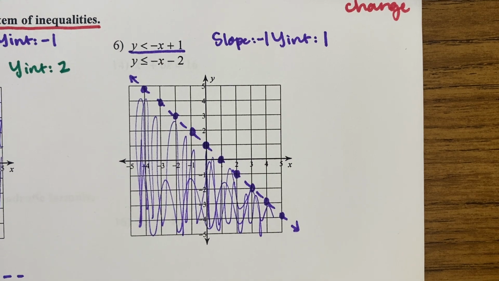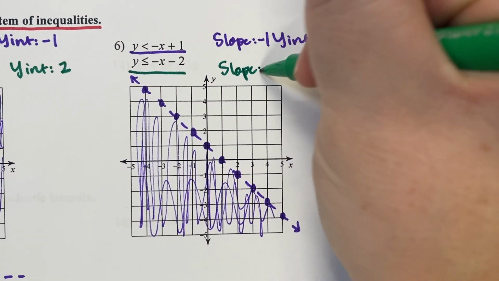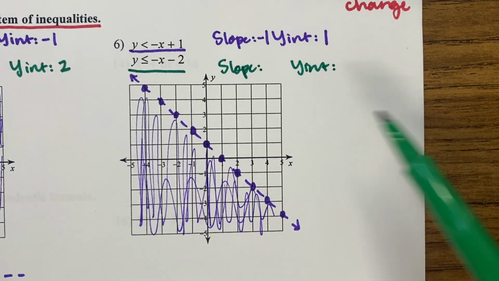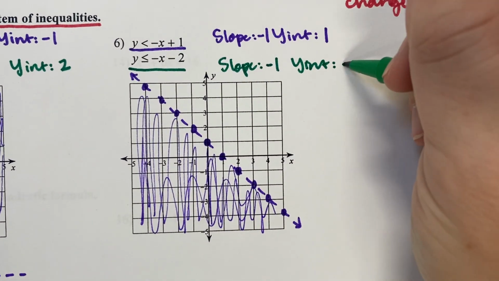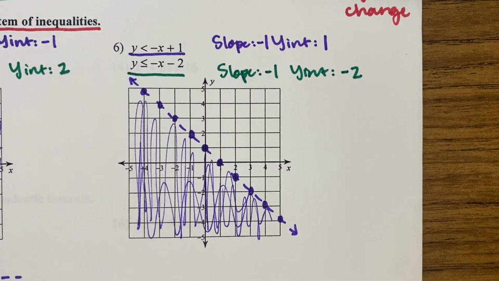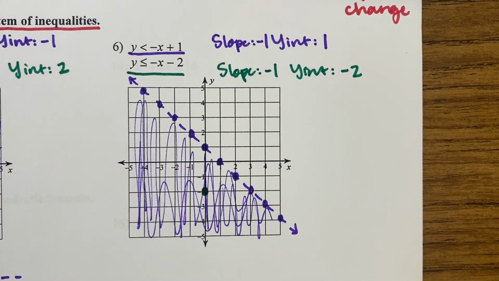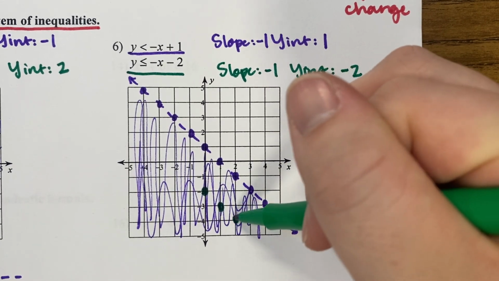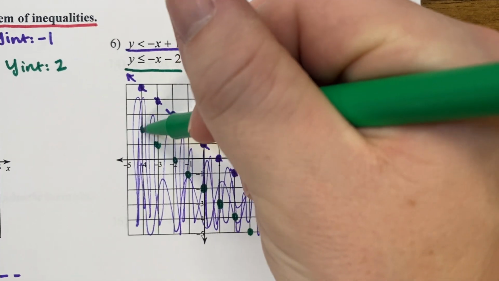Okay, now our second guy. So again, identify slope and y-intercept. So I have a slope again of -1 and a y-intercept this time of -2. Okay, so find -2 on your y-axis right there. My slope is -1, so -1, -1, boom. Go backwards, right there and there.